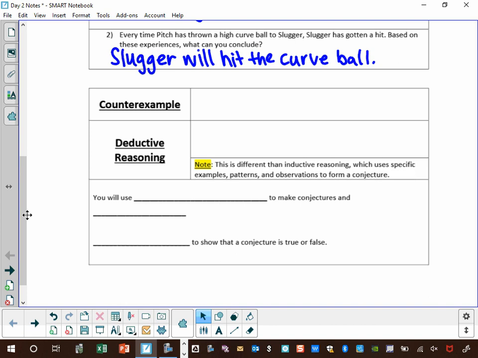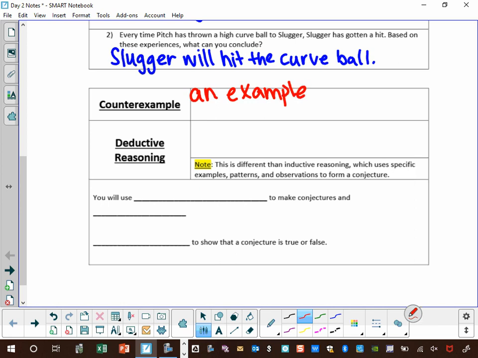All right, and counterexample. This is another vocab word you guys need to know. A counterexample is an example that shows a conjecture. We talked about this on day 1, it's just a guess. So a counterexample is an example that shows a conjecture is false.